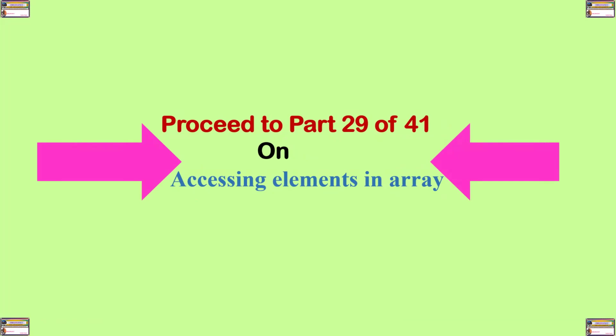My dear students and the rest of the learners, you can now proceed to part 29 of the series, in which you are going to learn how to access elements in an array and also learn how to write a program that is able to not only initialize an array, assign elements in an array, but also access specific elements or values from an array.